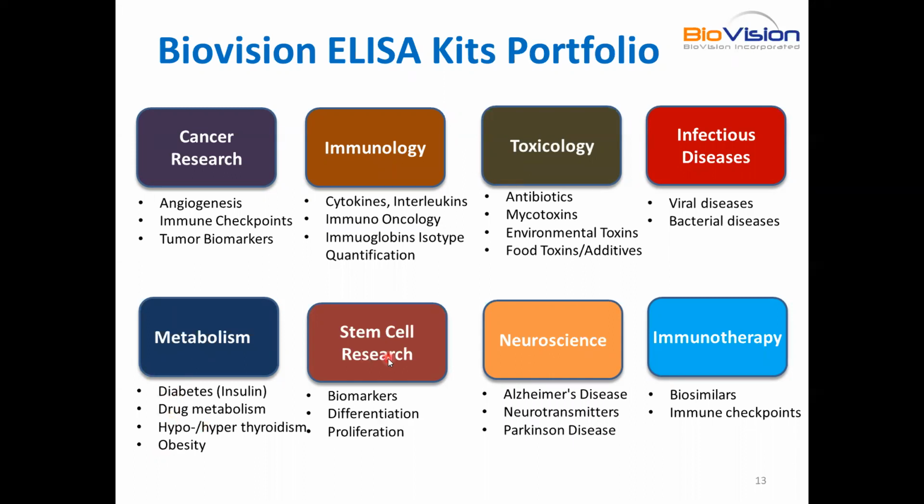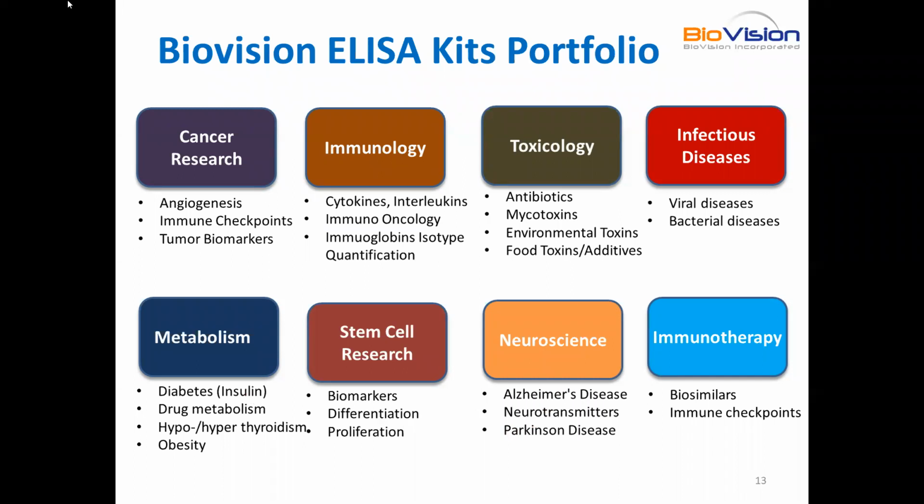Next, we also offer ELISA kits for stem cell research, which includes the detection of different biomarkers, differentiation markers, and proliferation. I'm going to talk about this one also. We also offer ELISA kits for neuroscience research, which includes kits for the research on Alzheimer diseases, neurotransmitters, and Parkinson diseases.